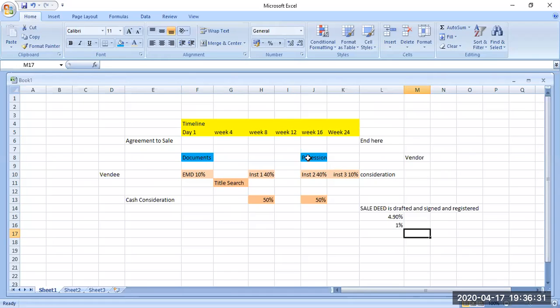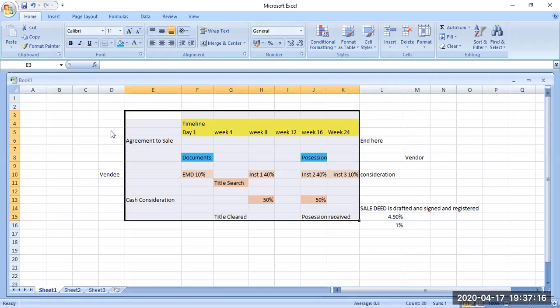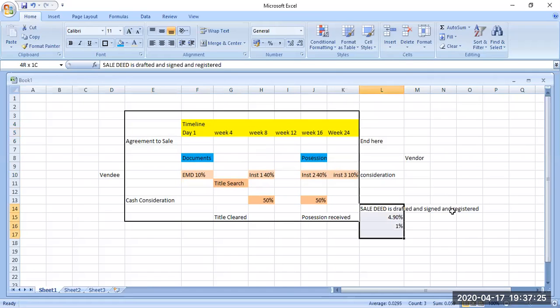And it's interesting when the possession passes from the vendor to the vendee, and the title also passes from the vendor to the vendee. This is how it looks like. So I hope you have more clarity with what sale deed looks like. So there is an agreement of sale, which is represented by this timeline here, and it is only after the completion of agreement of sale and all the formalities that the sale deed is drafted. So this happens after the agreement of sale is done.